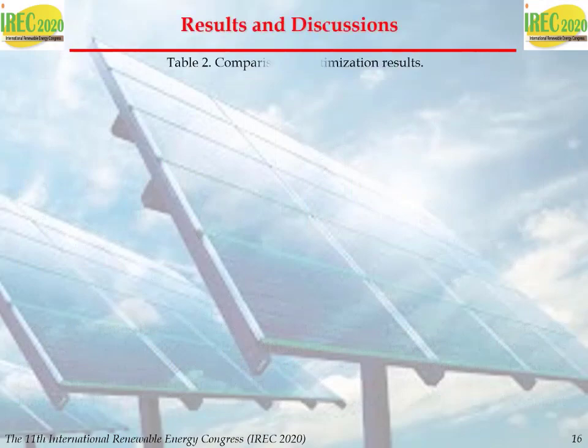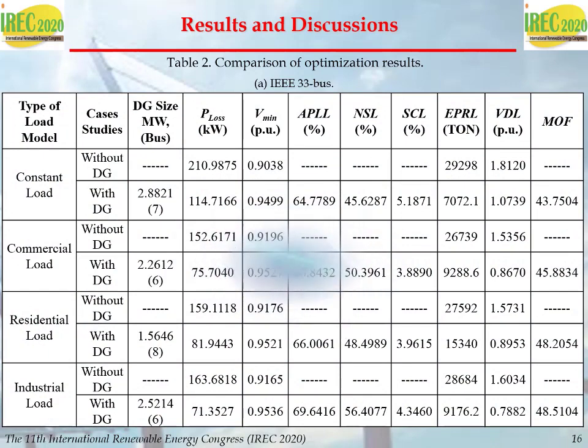Table 2 represents the comparison of optimization results. A, the first test system. As shown in Table 2, there is a significant influence of DG for all types of load. For example, for the constant load, the integration of DG at bus number 7 with a size of 2.88 megawatt allowed minimizing the P loss from 210 to 114 kilowatt.